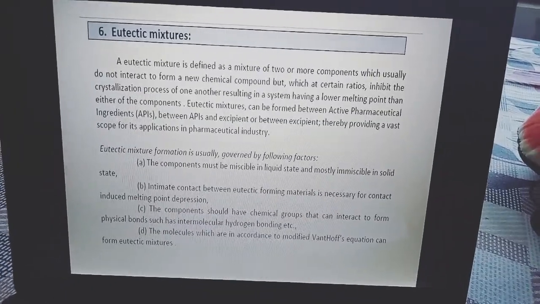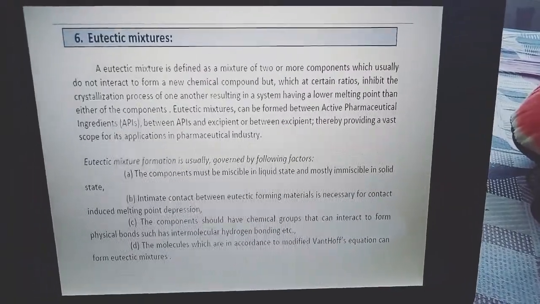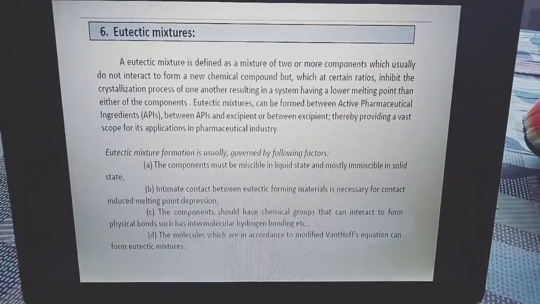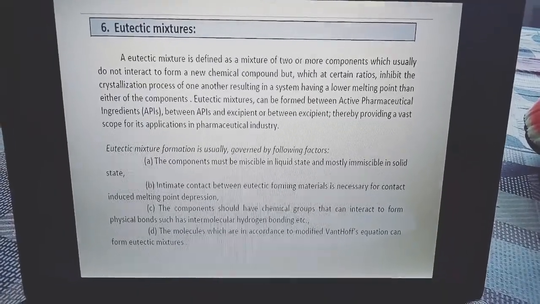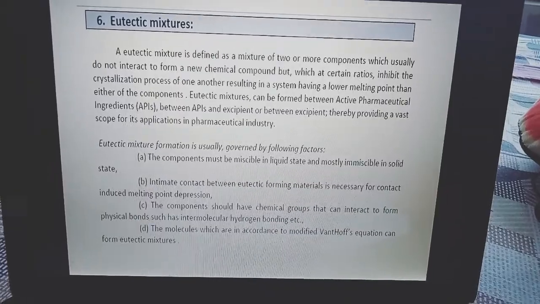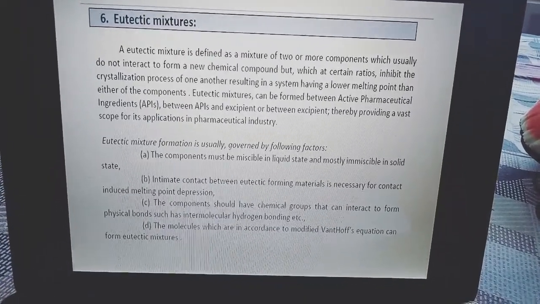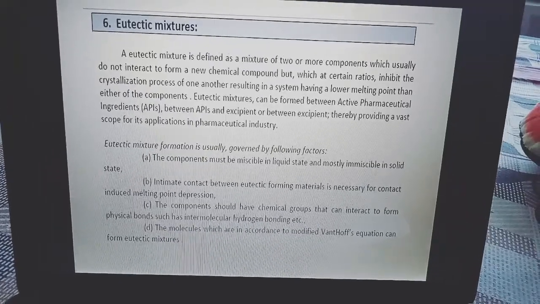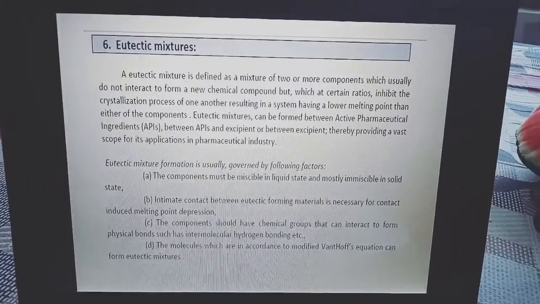Secondly, intimate contact between eutectic forming materials is necessary for contact induced melting point depression. Third, the components should have chemical groups that can interact to form physical bonds such as intermolecular hydrogen bonding, etc. Fourth, the molecules which are in accordance with the modified Van 't Hoff equation can form eutectic mixtures.